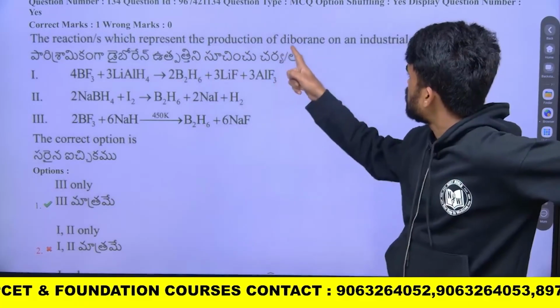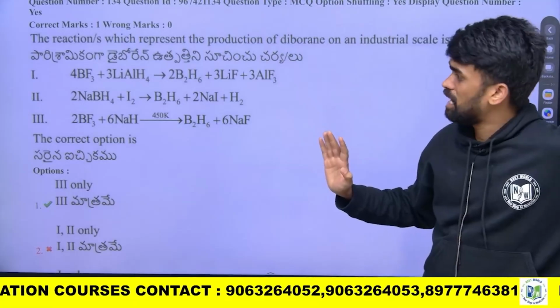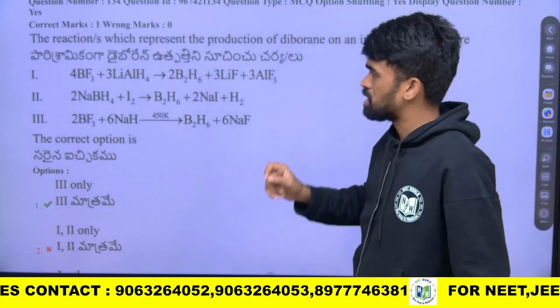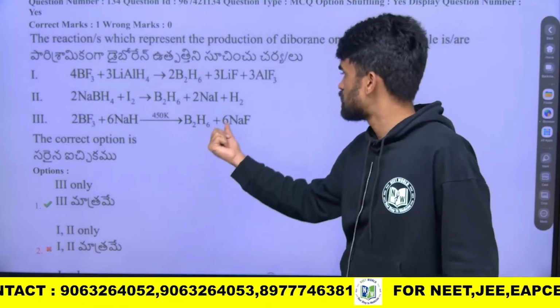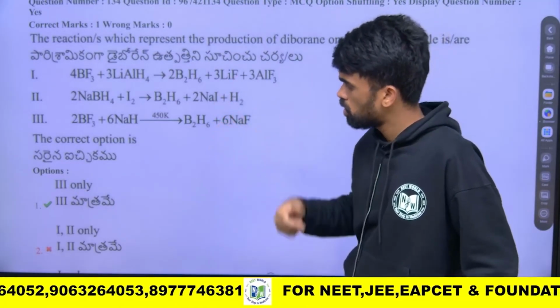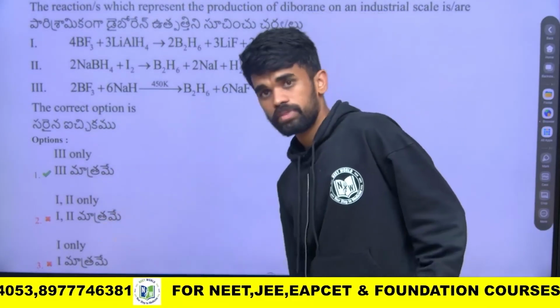Now they are asking about the industrial process of preparation of diborane. So what is the industrial process? This will be the industrial process. All these processes are correct, but this is the industrial process. This is the only industrial process in the given 3 options. So you can go with option number 1, which is having 3, right?